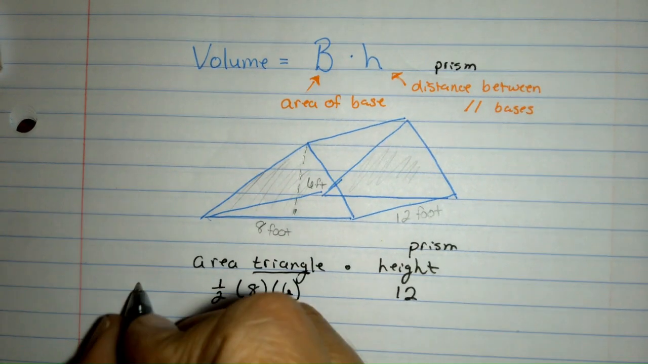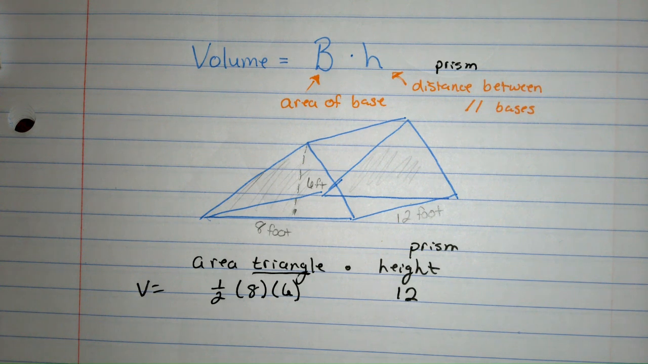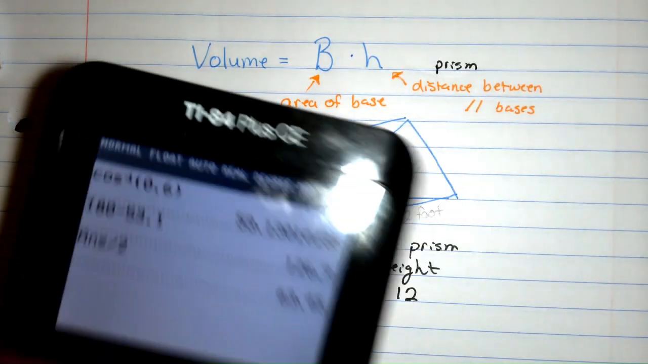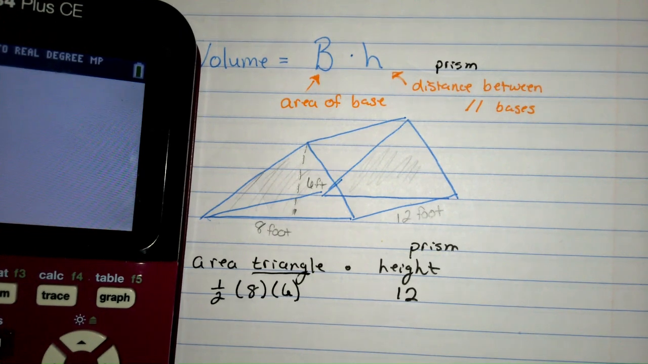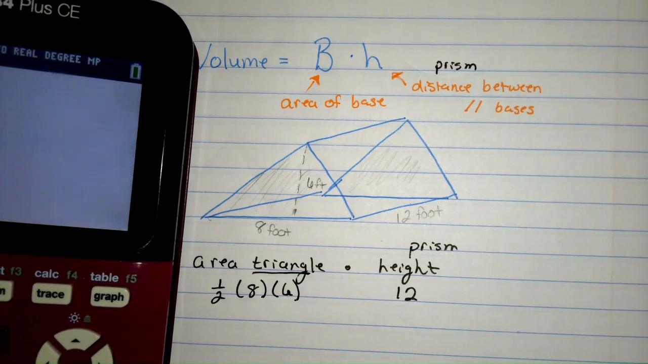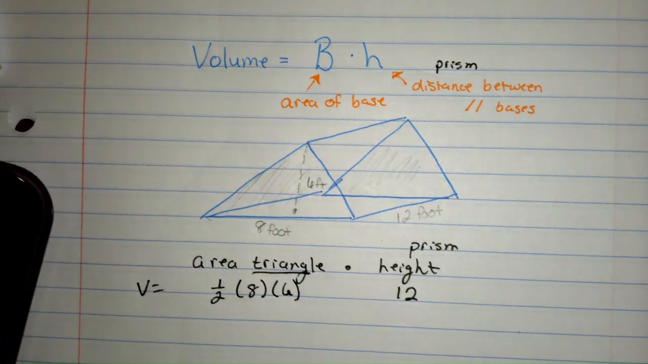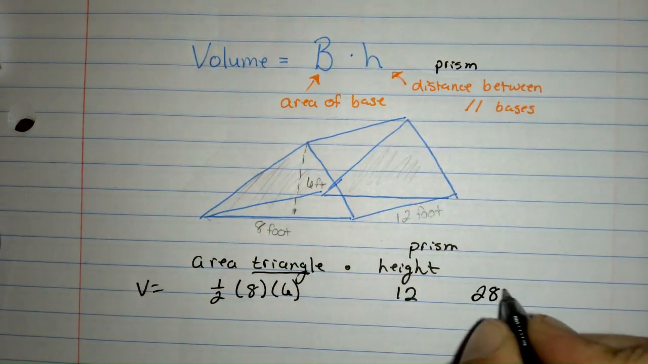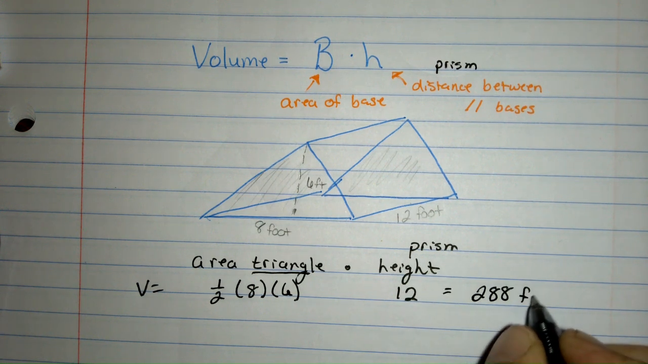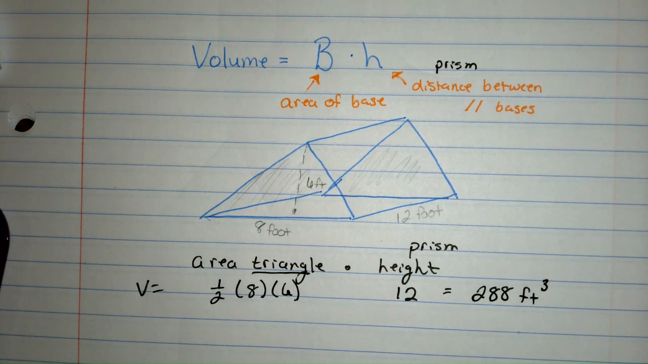Now I can get my volume. We're just going to type that into a calculator. If you don't want to type 1/2, you can always type 0.5 times 8 times 6 times 12, and we get 288 cubic feet. So if you're trying to find an air conditioner to cool your tent, you would need to make sure it could handle 288 cubic feet.